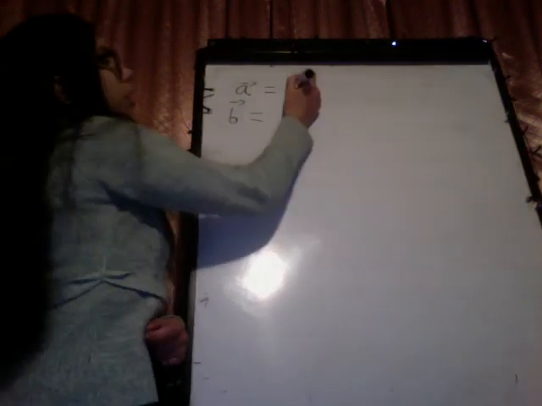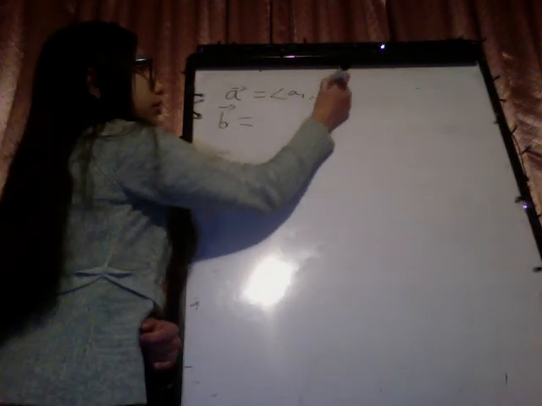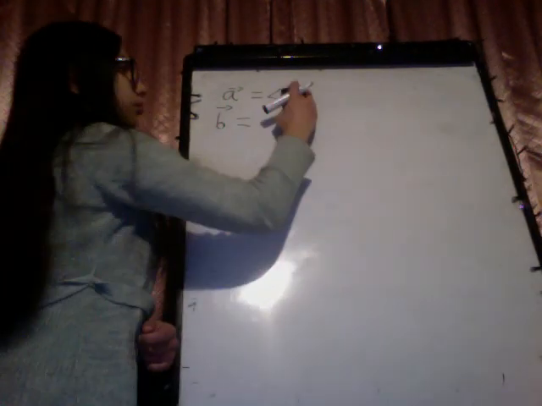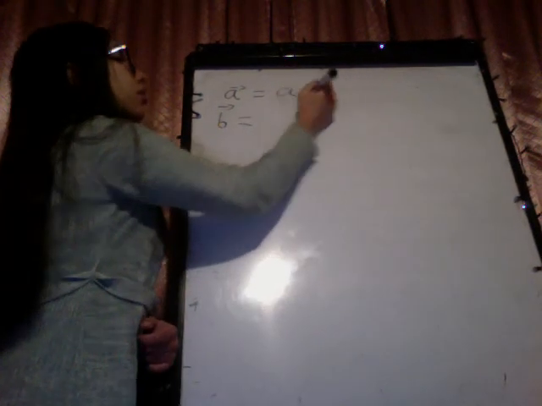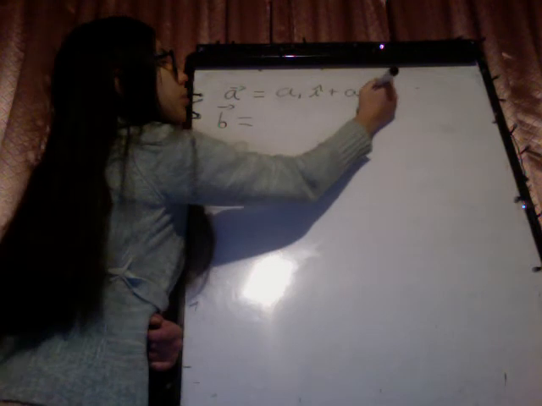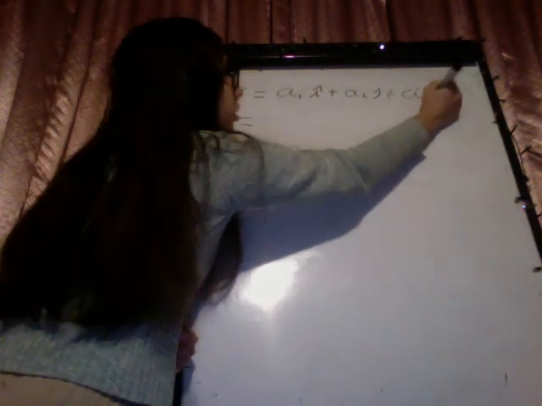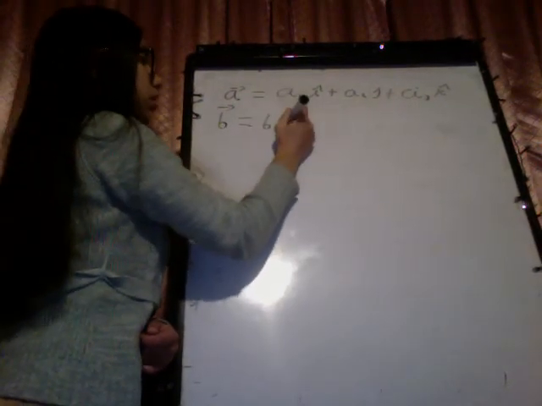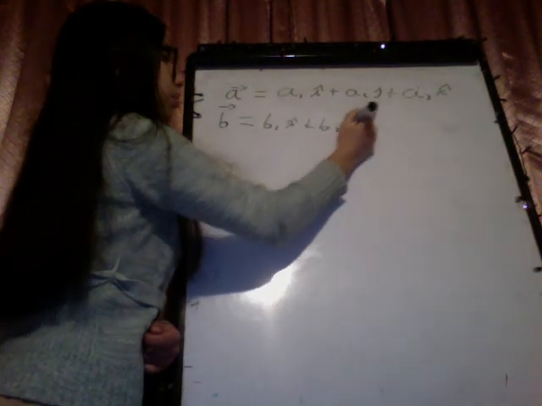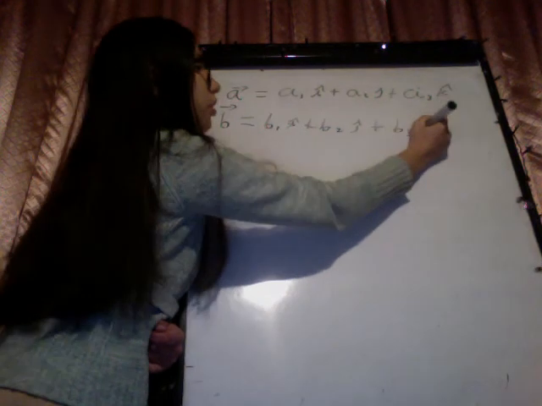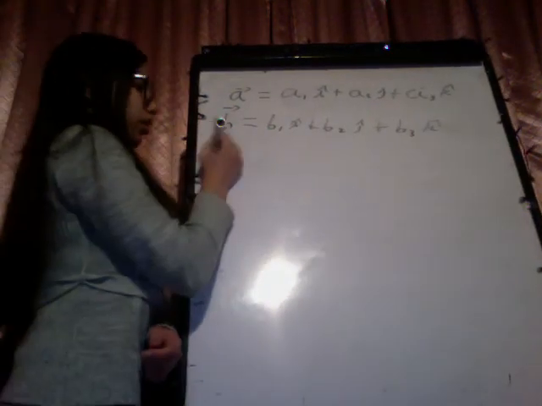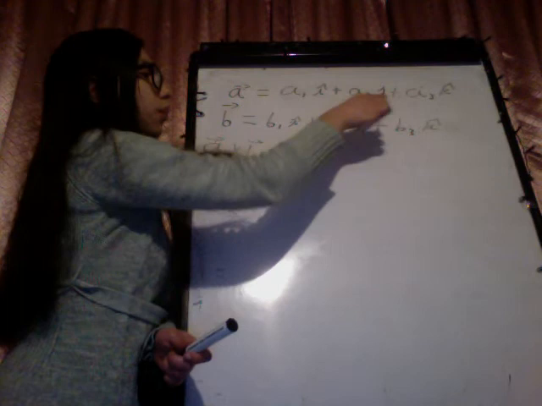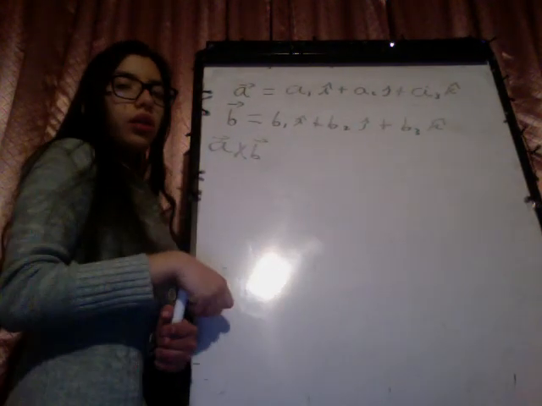So the vector A can be expressed as A1, A2, A3, but also as A1 I plus A2 J plus A3 K. Also for B, B1 I plus B2 J plus B3 K. So when we do A cross B, actually we are crossing each component with each component and adding, the same way that we did in the dot product.